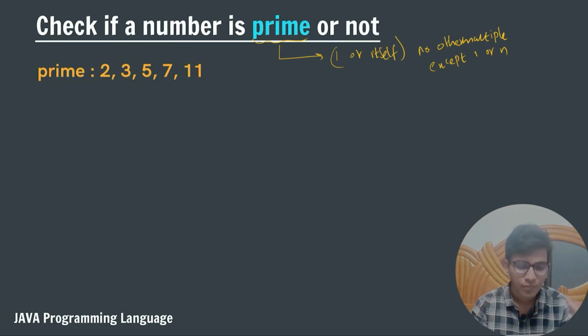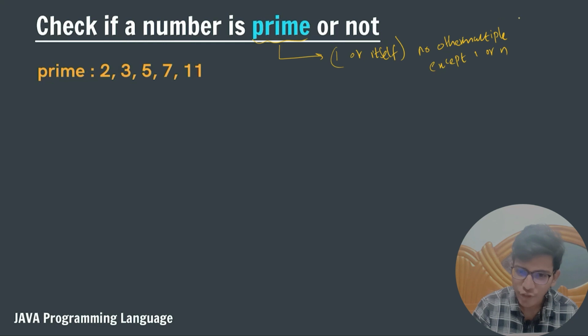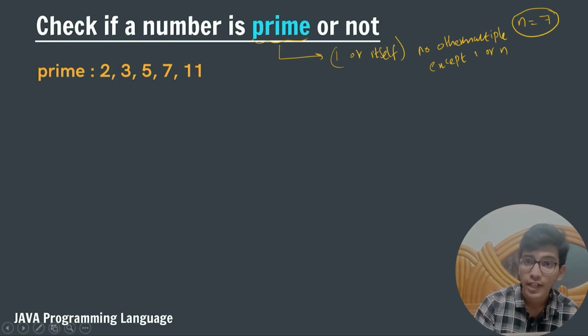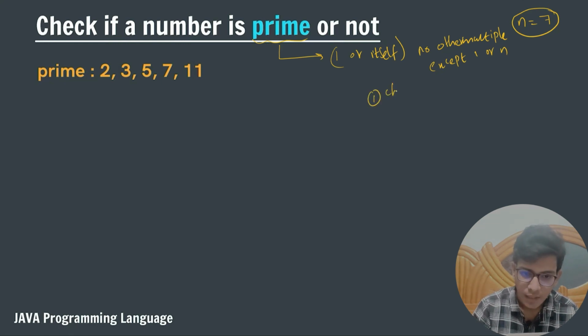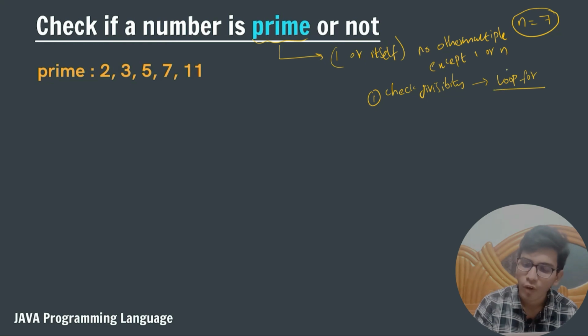So let us consider, to understand the logic behind it, a scenario where the given number is n equals 7. The first step is checking divisibility. To check that, we run a loop, and in this question we are using a for loop.